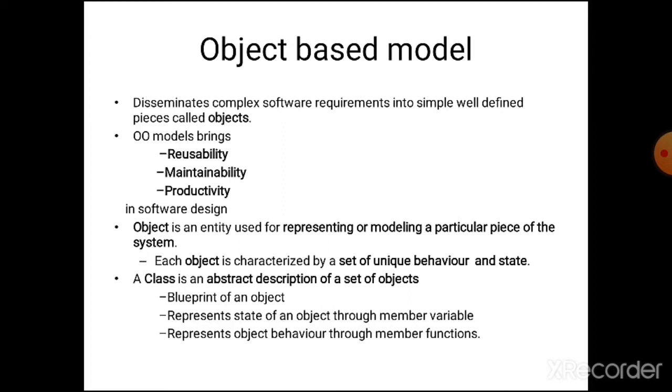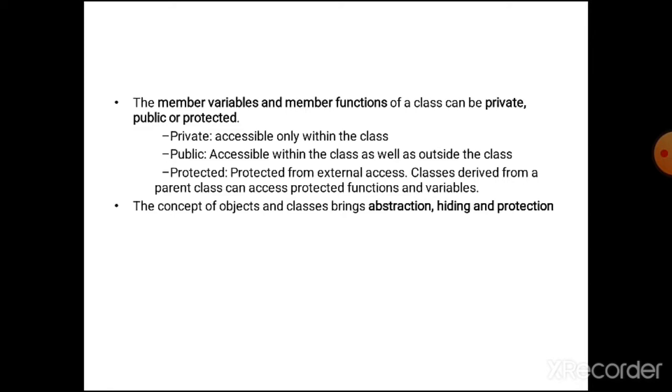The member variables and member functions of a class can be private, public, and or protected. What is meant by a private member variable? Private member variables and functions are accessible only within the class, whereas public variables and functions are accessible within the class as well as outside the class. The protected variables and functions are protected from external access. However, classes derived from a parent class can also access the protected member functions and variables.